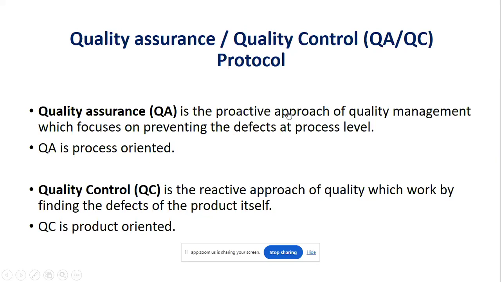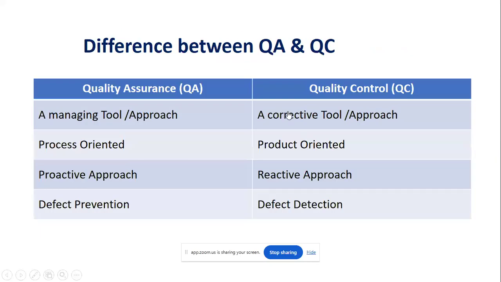We are supposed to have a good environment where the instrument is kept. We are supposed to have trained manpower for that, right? So these are the assurance or quality management aspects. Quality control is a reactive approach to quality which works by finding defects in the product itself. So many things come in, and I will discuss them. QC is product oriented, right? So QA is process oriented and QC is product oriented. We'll discuss these things a little more in a better way.